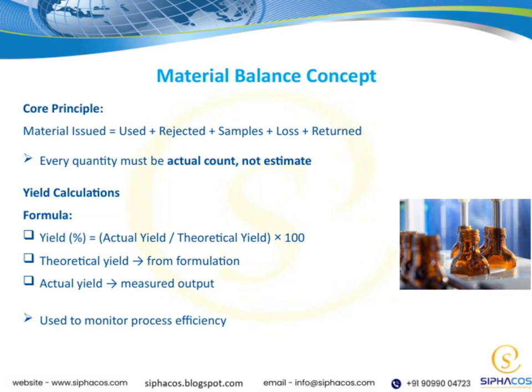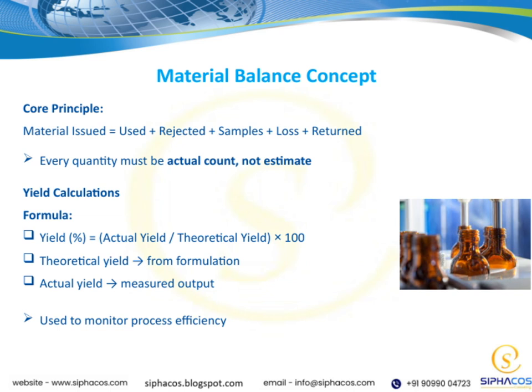Now, moving on to yield calculations. The key formula to remember is yield percentage equals the actual yield divided by the theoretical yield, all multiplied by 100. The theoretical yield is derived from the formulation itself, basically what we expect to produce based on our recipe or process design. The actual yield, on the other hand, is what we measure after the process is complete.